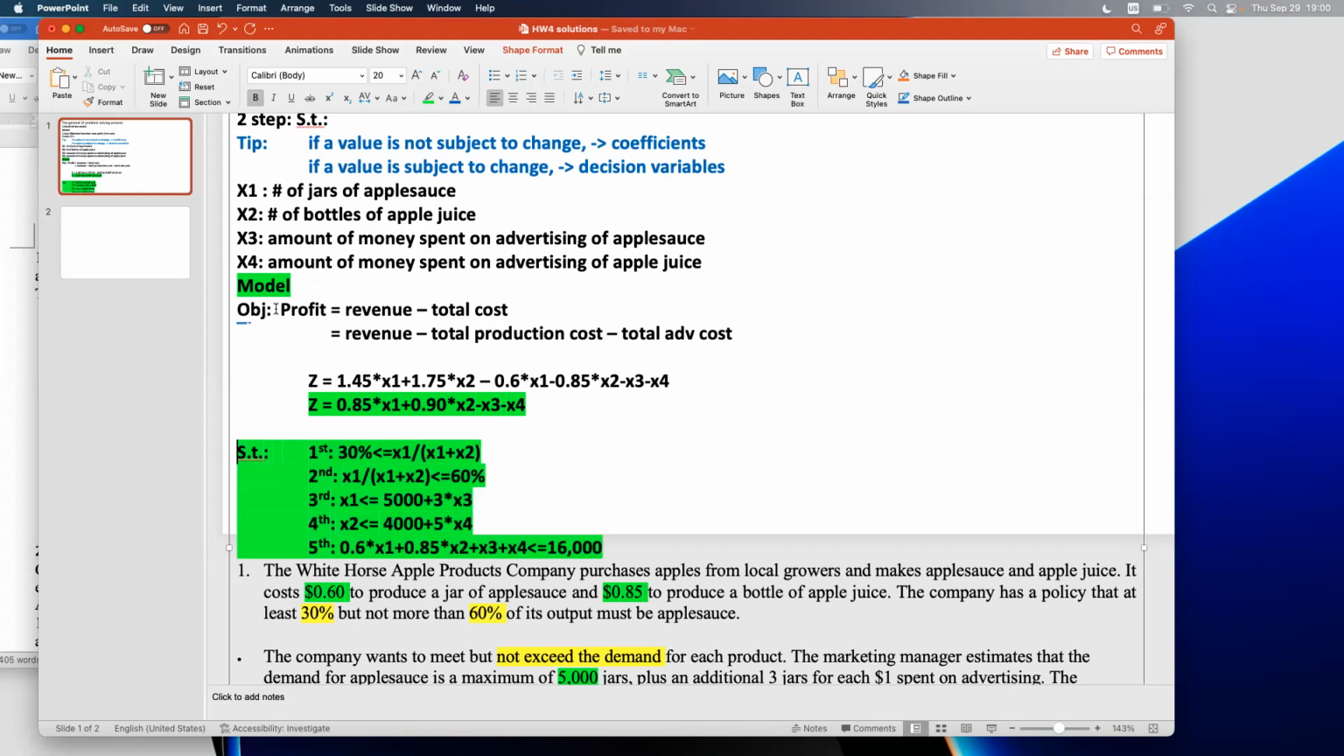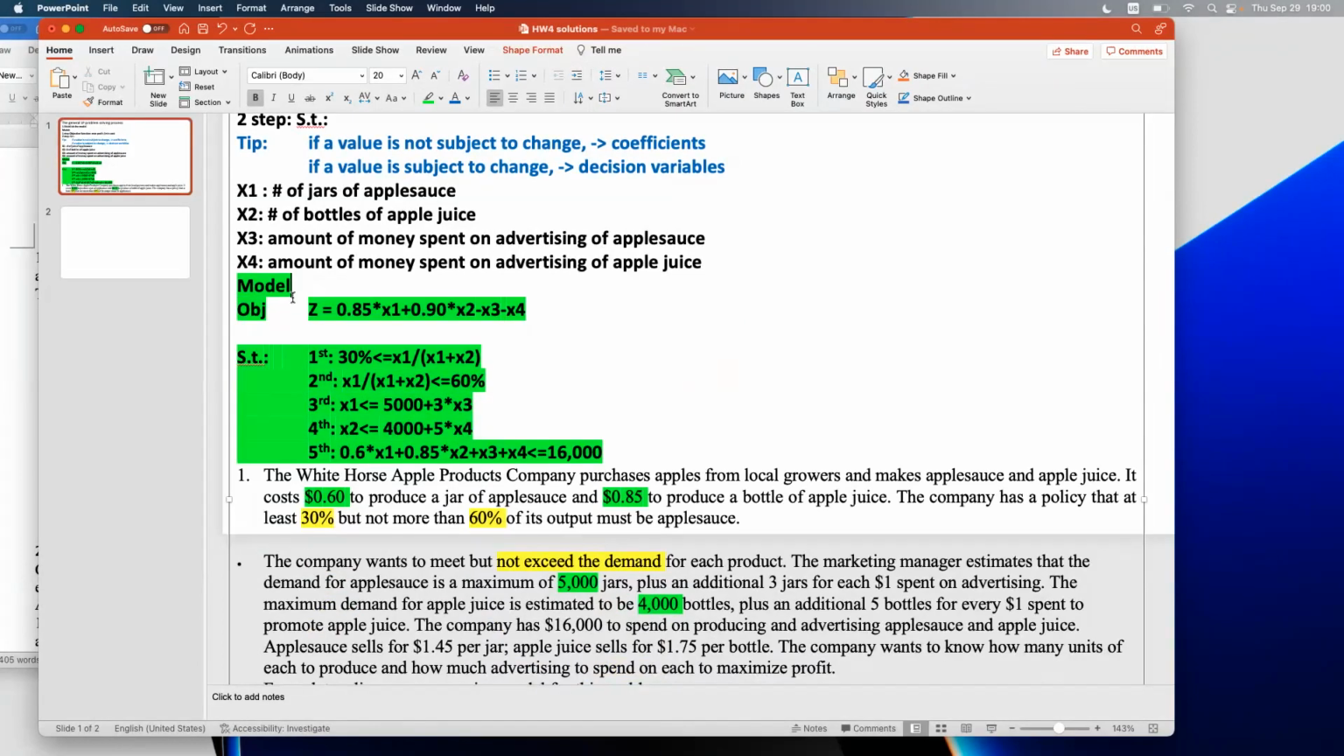That's our module. And that's the OBJ. So as your final module, that's the solving procedures, but we don't need that. So basically, in the module, we have one objective function. We got 5 constraints. So next step, we're gonna put that information.